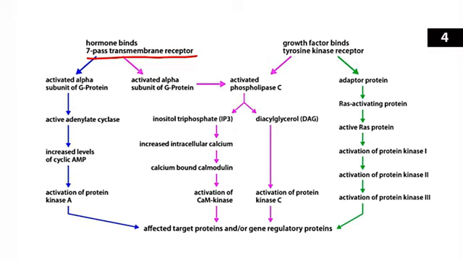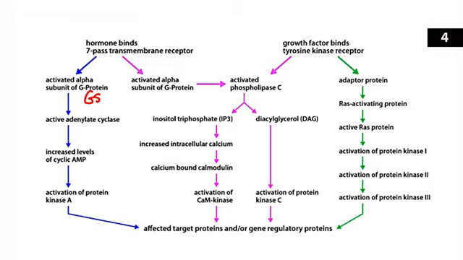Over here on the left, the hormone or transmitter binds to that 7-pass transmembrane receptor, which is linked to a G protein. And then following it down, you have activation of the alpha subunit of the G protein, which then activates adenylyl cyclase, cyclic AMP, and protein kinase A. So, which G protein does that? That's GS, S for stimulate, right?